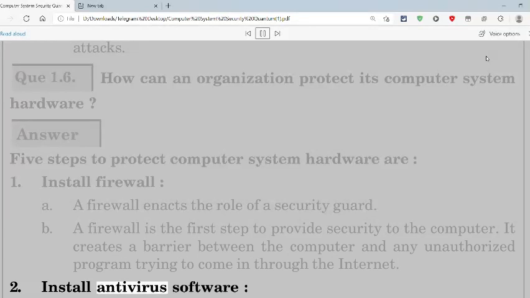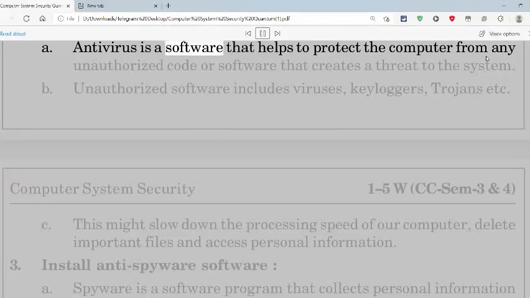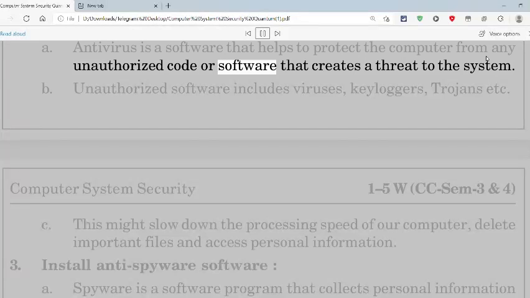2. Install antivirus software. A. Antivirus is a software that helps to protect the computer from any unauthorized code or software that creates a threat to the system.